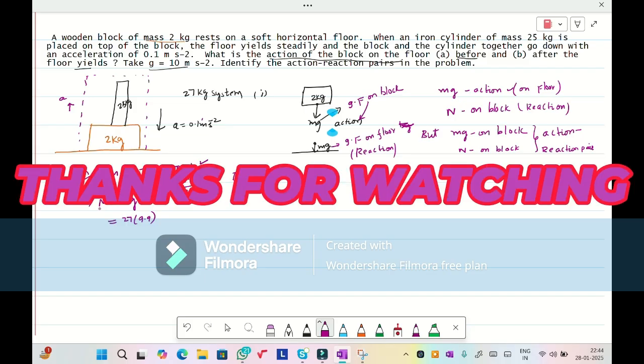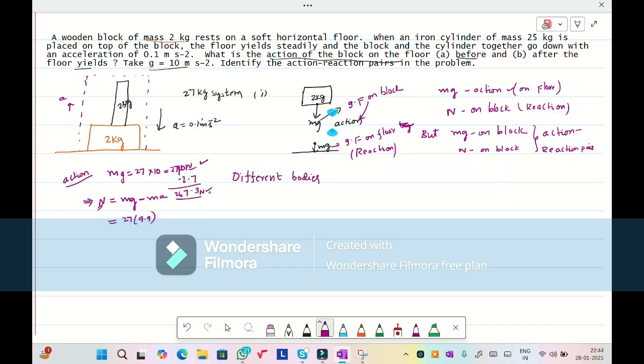So here the net reaction force, meaning the normal force on the blocks in the upward direction, is 267.3 newtons. This is reaction because it is acting upward on the blocks. So the same 267.3 newtons acting on the ground is reaction. So action and reaction should be on different bodies. Keep that point in mind.